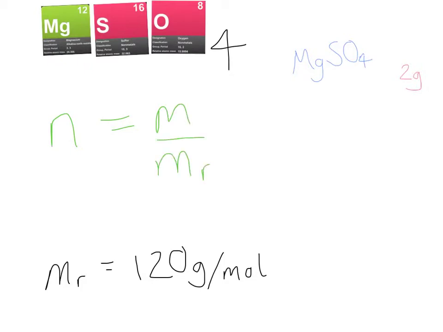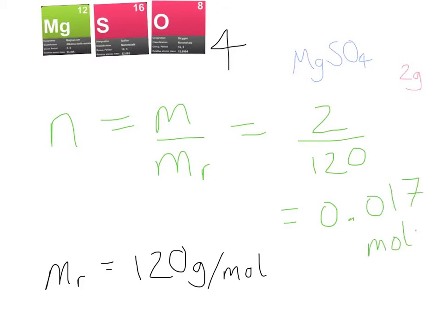Okay, so we need to know the number of moles of magnesium sulfate. So we know that the mass of it is 2 grams. That's this value here. And we know that the MR, we just worked out, is 120. So 2 over 120. Now I've still got my calculator out, so I'm going to do that. 2 over 120 gives me 0.017 moles. Okay, I could have picked a nice number, but I decided not to.